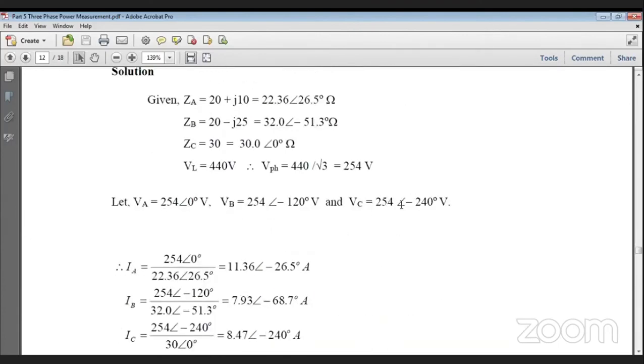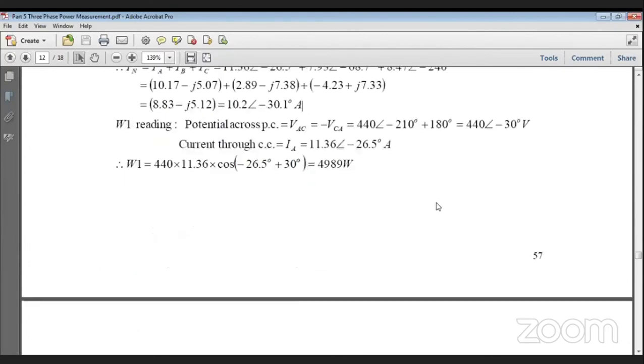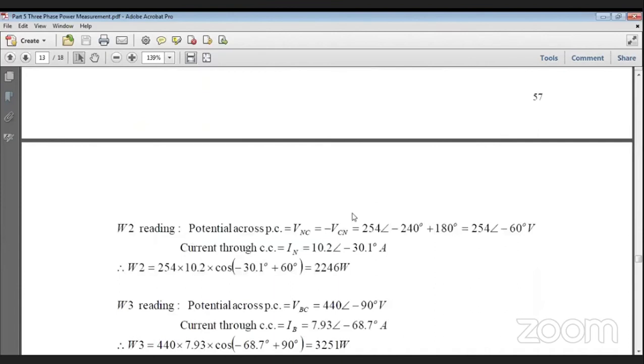So if you look at W2, see here, VNC is minus VCN, is this one. Then current is the neutral current. So what is the power? 254 multiplied by 10.2, and the angle between these two. That will be W2.